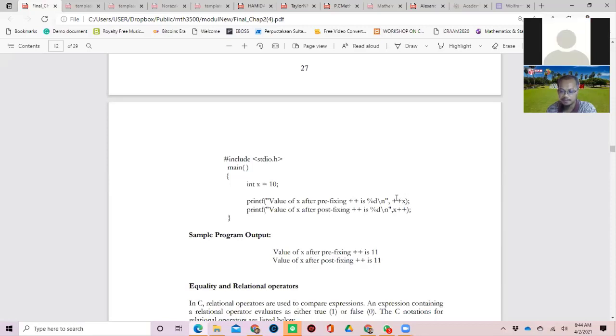pre-increment. Pre means in front. So plus x when pre, the original is 10. When we pre plus x, then it becomes 11. The value becomes 11.